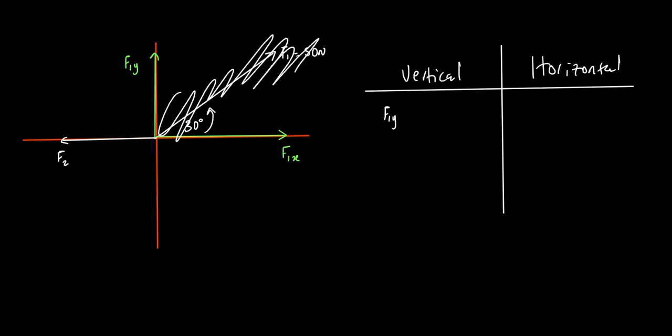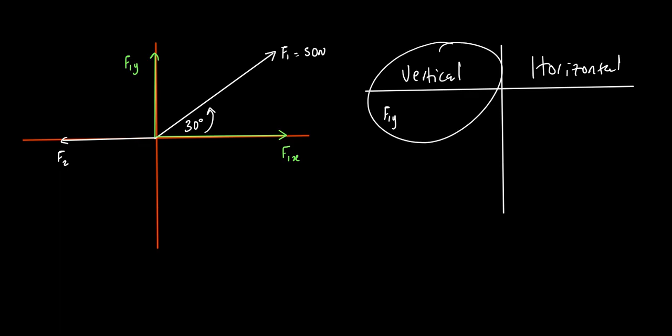Okay, so those that are acting horizontally, it's going to be F2, and then it's going to be what? It's going to be F1X. Do we agree with that? Perfect. Once you have this, do you know what you do next?